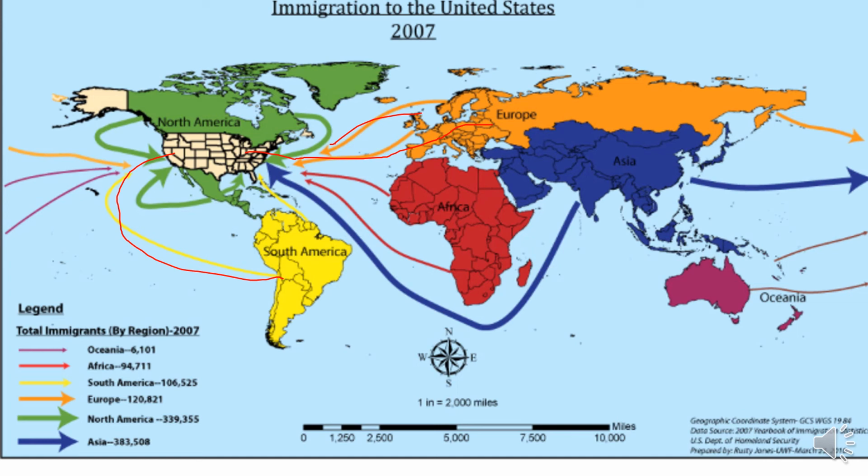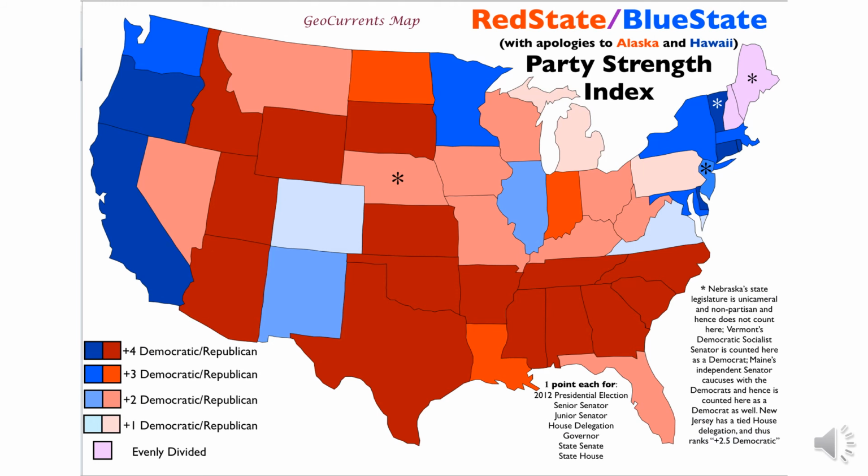120,800 people immigrated from Europe into the United States in 2007. So this shows us how many people from what continents are coming to America in 2007. Next one. Okay. This one is a thematic map.